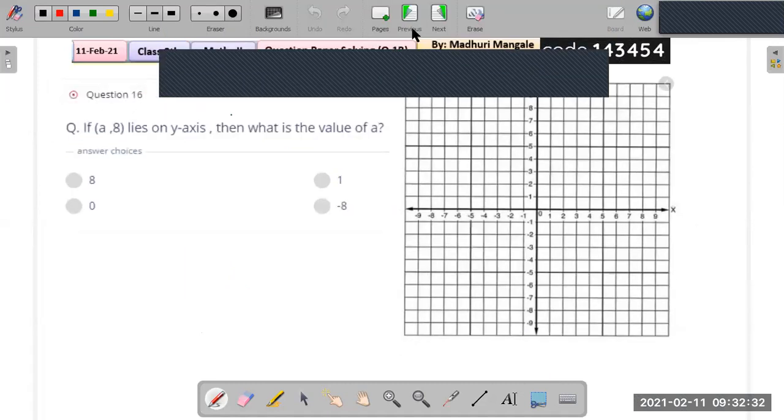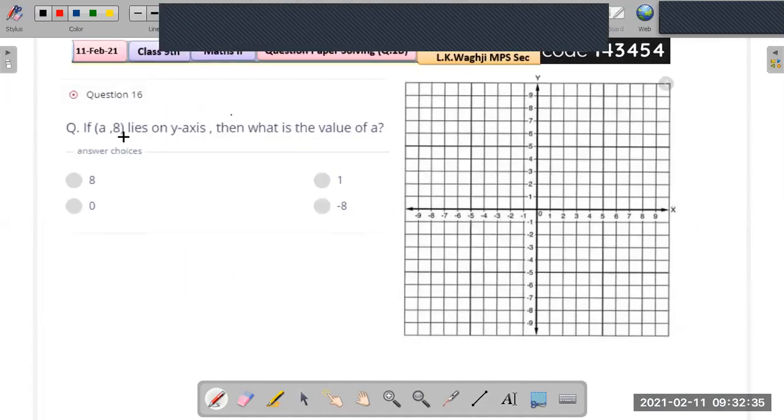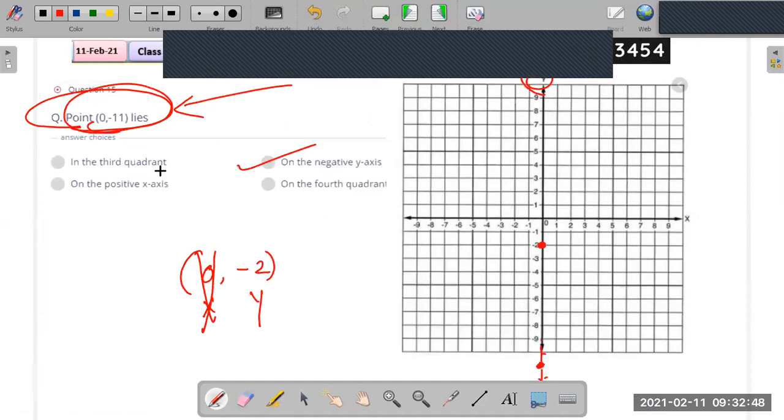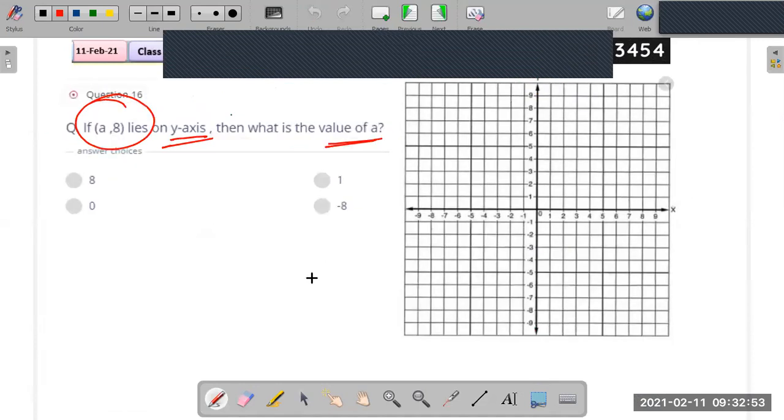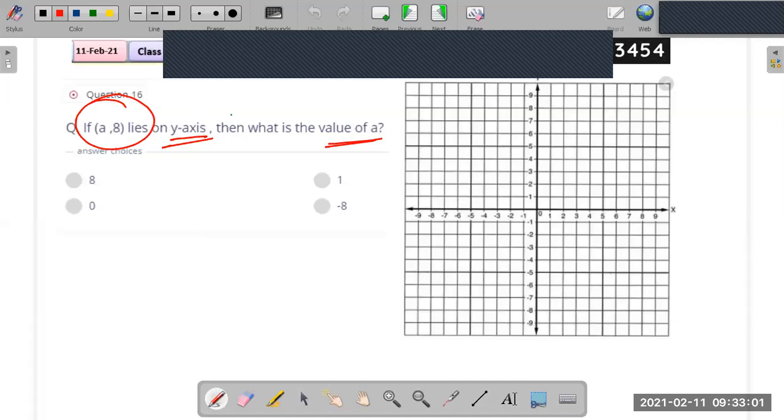Now another question. Just check question number 16. If a comma 8 lies on the y-axis, then what is the value of a? Just now we have seen, if a point lies on the y-axis, what is its x coordinate, students? So with that, I'm going to add the question. Quickly try it out. If a point lies on the y-axis, the standard form is 0 comma y value.